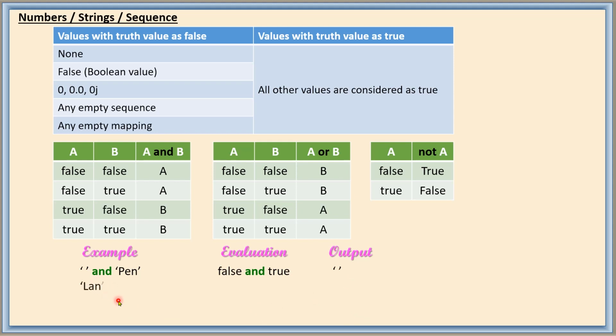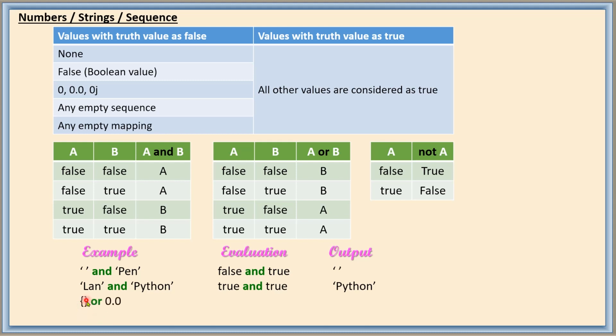The second example here, something given inside the quotation, that is true value. Here also it is true value. True value and operator true value. True and true, it evaluates B's value. So B's value here, whatever is there is Python there. So Python is been returned.